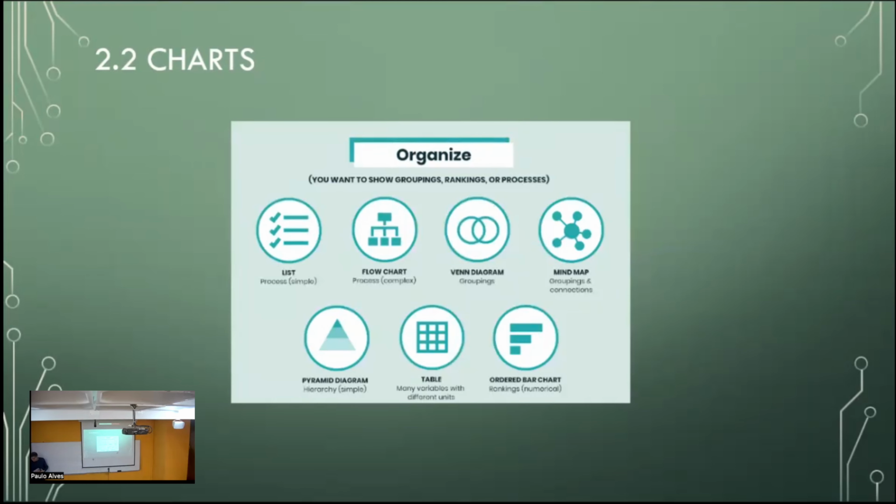And two more important categories. Organize. If you want to organize categories like grouping, rankings, presence, we have lists. Okay, for process, they are simple: flowchart. For more complex processes, we can add more elements to the process: Venn diagram, okay, mind map, pyramid diagram, and the last one are tables.